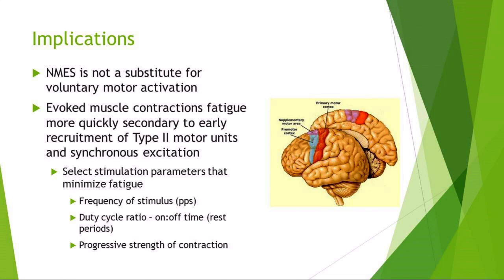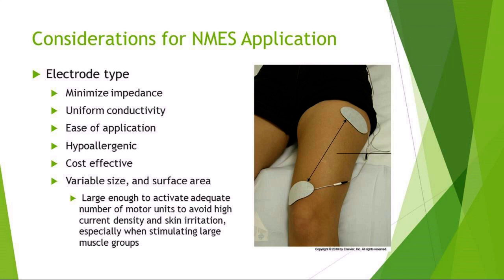So the brain picture here is just a lovely picture of the primary motor cortex, which is coordinating all this in physiological motor activation. So for NMES, with the electrodes that we choose, we want to minimize impedance, which is the resistance. We want uniform conductivity, ease of application, hypoallergenic, cost-effective, variable size and surface area. We want them to be large enough to activate adequate numbers of motor units to avoid high current density, skin irritation, and especially when we're stimulating large muscle groups.